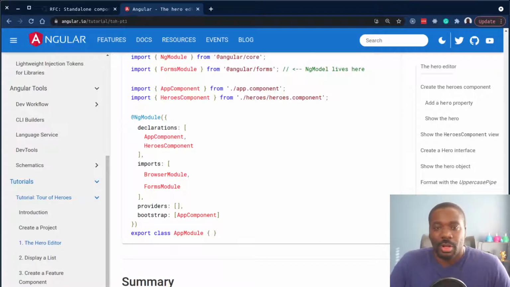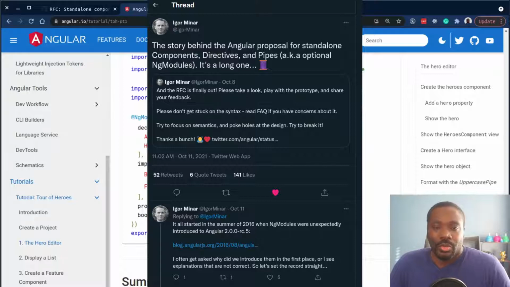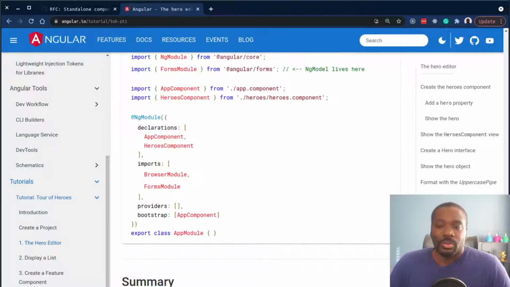But NgModules weren't always a thing in Angular. If you go back to when Angular was called Angular 2, even as early as the release candidate days, Angular did not have NgModules. Igor Minar wrote a long tweet that gives a lot more backstory about this also, but each individual piece was imported and consumed directly in the component. Components and pipes and directives like ngIf and ngFor were just added to the metadata of the component decorator. The router is a whole different story all in itself, but I think you get the idea.